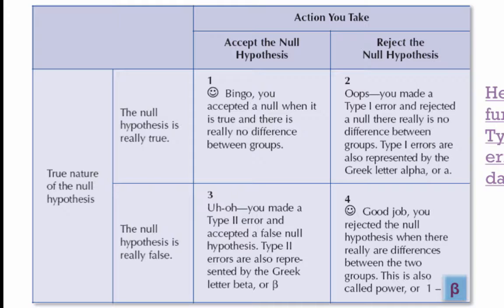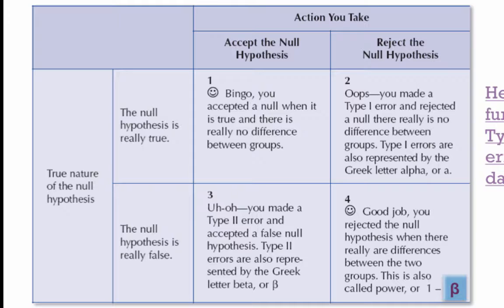But if we look at the columns now, this is the action you take. This is the decision you come to based upon your study and based upon your results. So looking at the first column, which includes boxes 1 and 3, this is when we accept the null hypothesis. We fail to reject the null hypothesis. We see in our research that there are no differences between our groups, or there is no significant relationship between our variables.